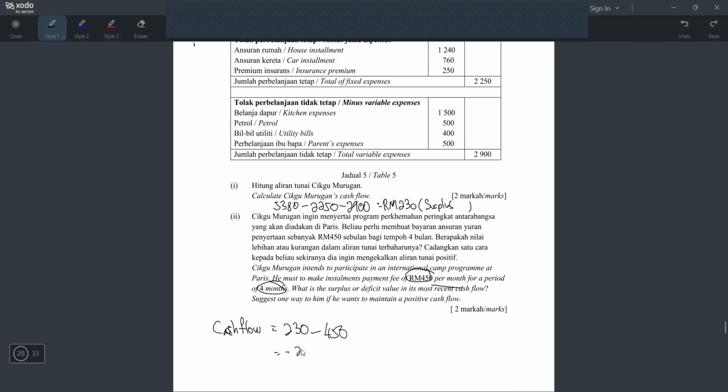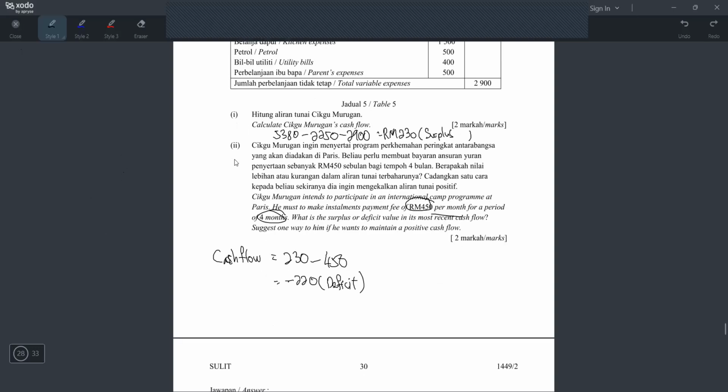And I already said, if your cash flow negative, what you have to write? You have to write deficit. Okay, deficit. It means your cash flow is negative. It means it's kurang. Okay, your deficit is kurang. So what is the surplus or deficit value? Your deficit value is 220 lah. Okay? And then they say suggest one way to him if he wants to maintain a positive cash flow.